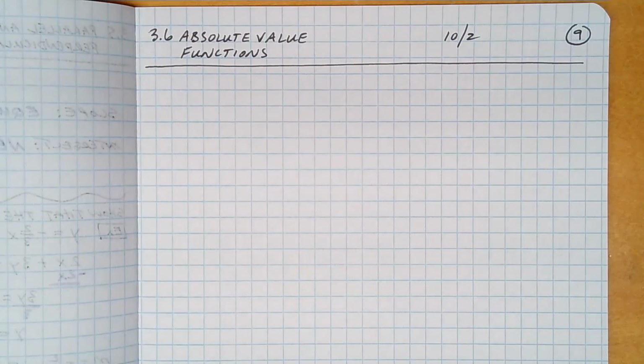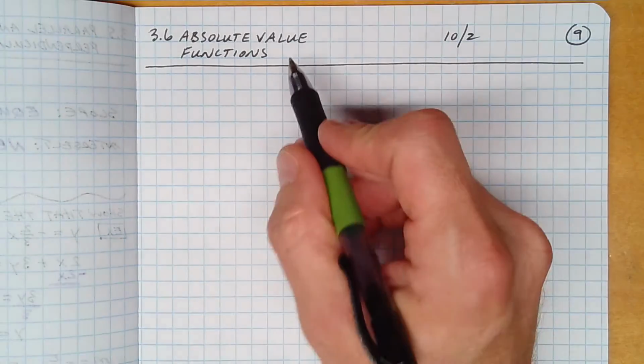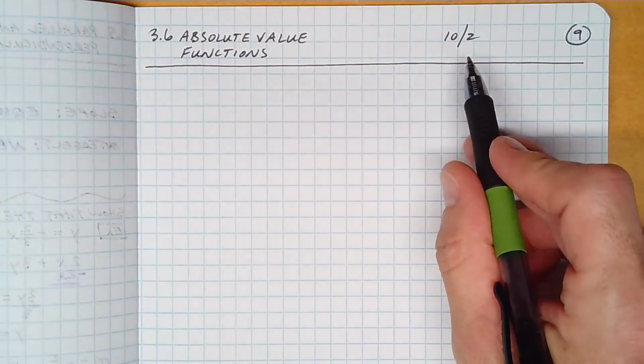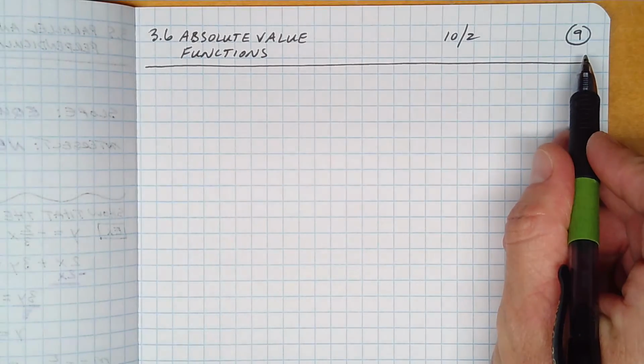All right, today we are going to learn about 3.6 absolute value functions. Today is October 2nd, and this is page 9 in our notes.